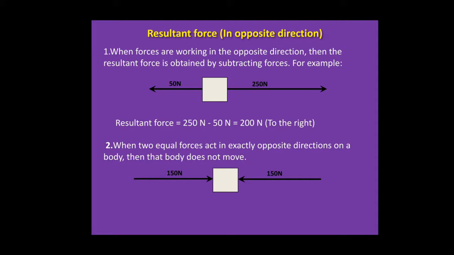So what will be the resultant force? Because they are in opposite direction, that's why we have to subtract, and 150 Newton minus 150 Newton, in total it will be 0 Newton. That means the object will not move, it will be in rest position. So this is about resultant force, and we got the two conditions. One is about the same direction and the other is about the opposite direction.